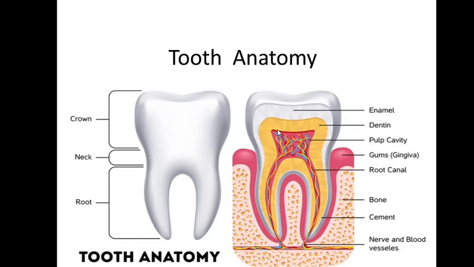The dentinal tubules run through the dentine in parallel, and they originate at the pulp cavity. These dentinal tubules transfer nutrients from the pulp, because pulp is a living tissue. They transfer nutrients from the pulp to the dentine through the dentinal tubules.